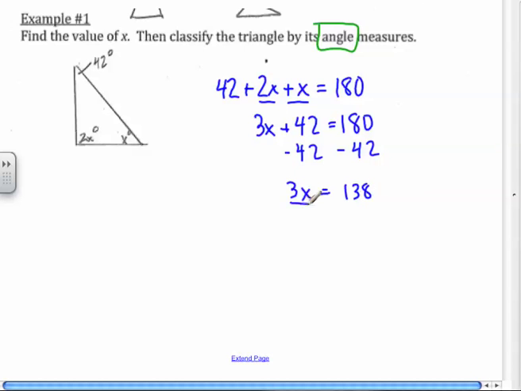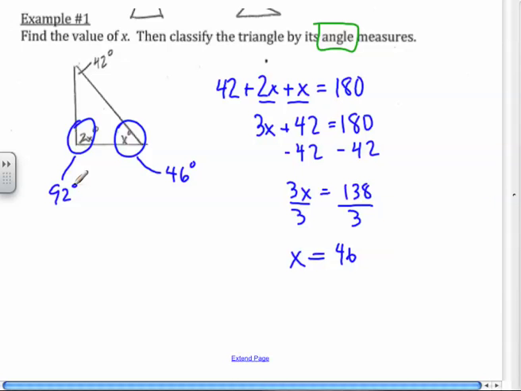Now what I need to do is divide by 3, and you have a calculator in front of you. So, Edward, what is 138 divided by 3 for me? And get that x is equal to 46. Thank you, Edward. Now, that means that this angle, which equals x, is 46 degrees. This angle, which is 2 times x, Eric, is equal to what? 92. 92 degrees. Good.